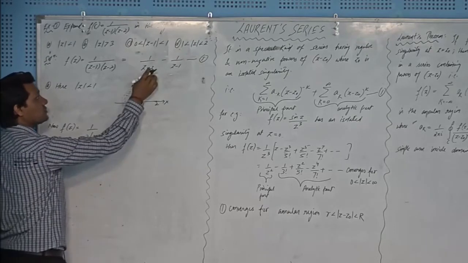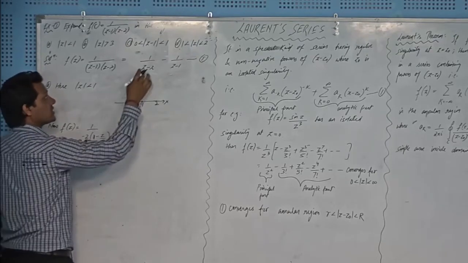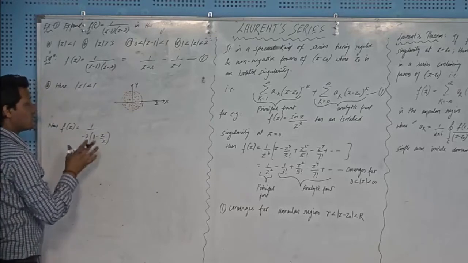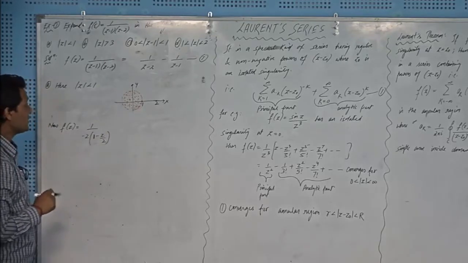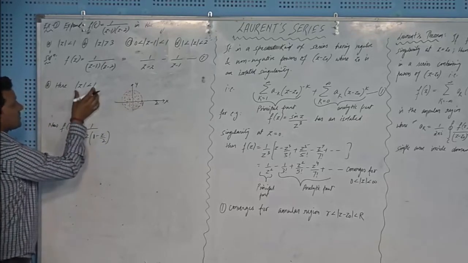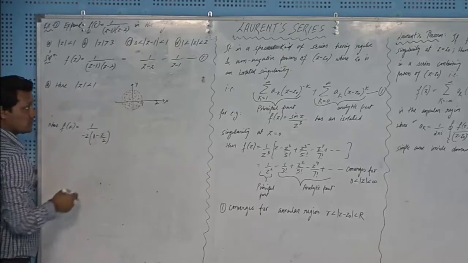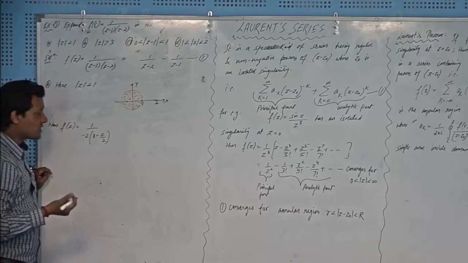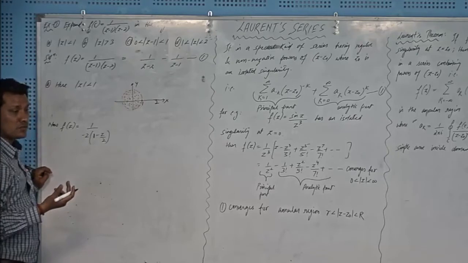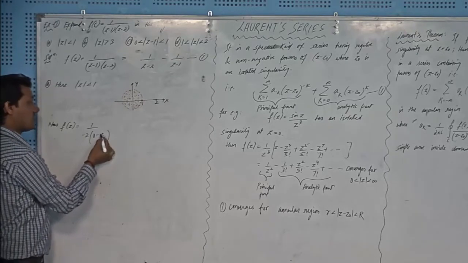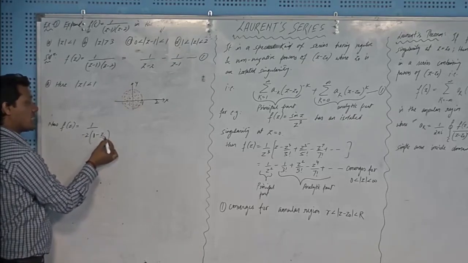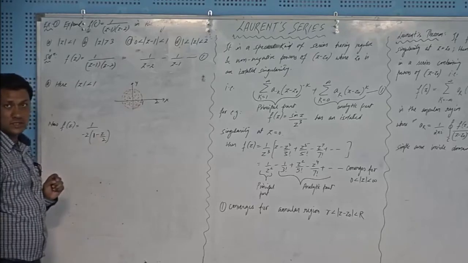Either you take minus 2 common as I have taken, or you can take z common, right? So 2 possibilities are open at this stage. But focus on this thing. You want a geometric series that should converge inside some domain, and that is only possible if this alpha, this is 1 minus alpha, the mod of this alpha should be less than 1, right?